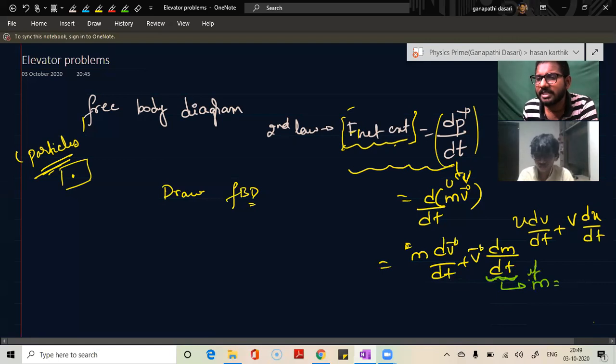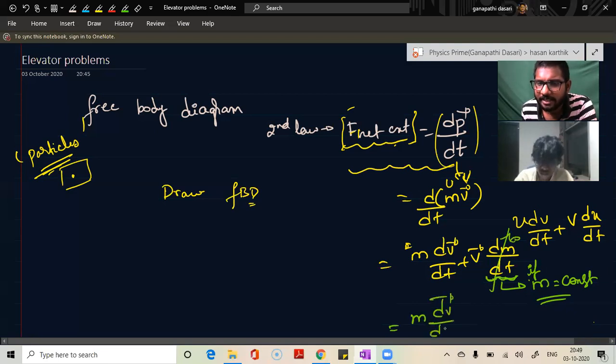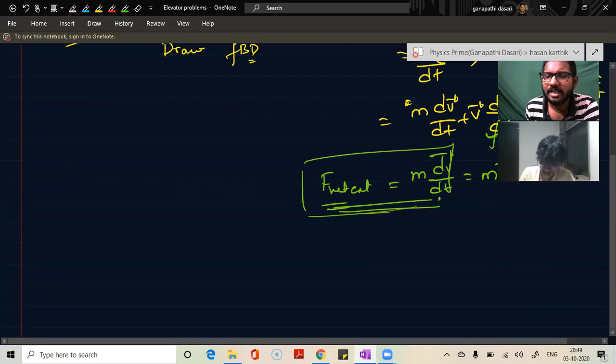If mass is constant, it is a special case. What will become? Mass is constant means dm by dt is what? Zero. That's it. Awesome. Then if mass is constant, you will study m dv by dt, which can be written as m into acceleration. Got it? So writing this external force, F net external force, is crucial in getting the acceleration of a particle, in understanding the motion of a particle.